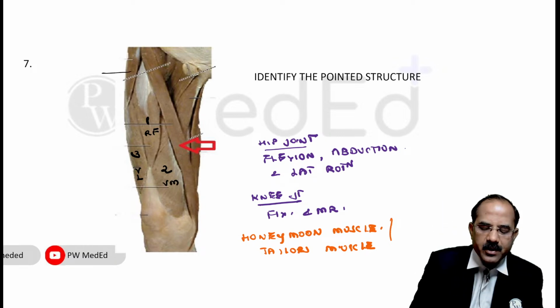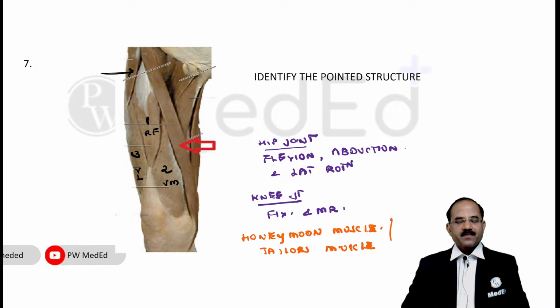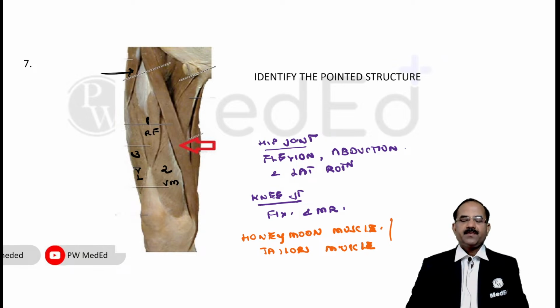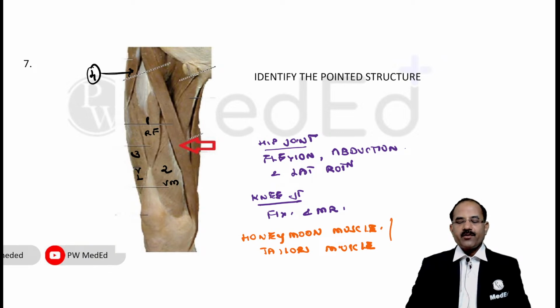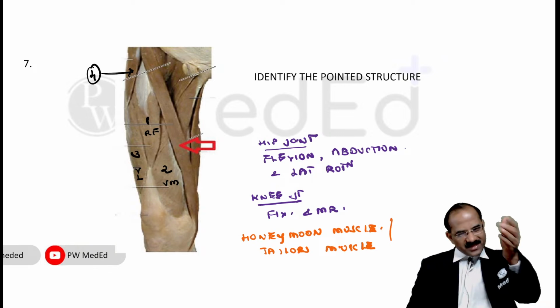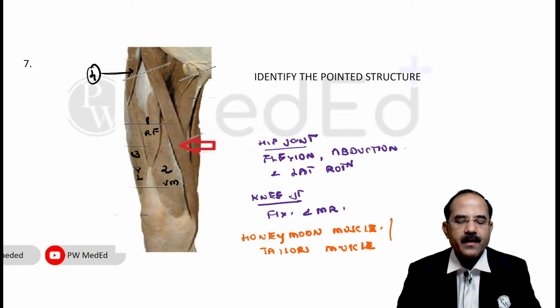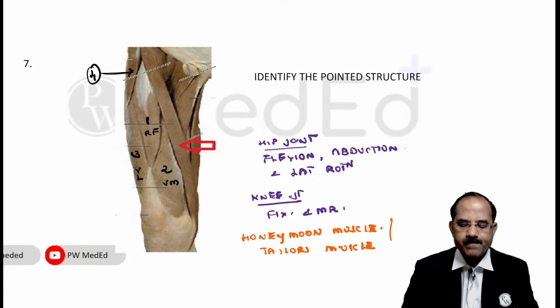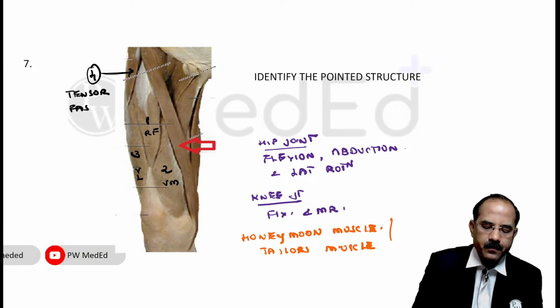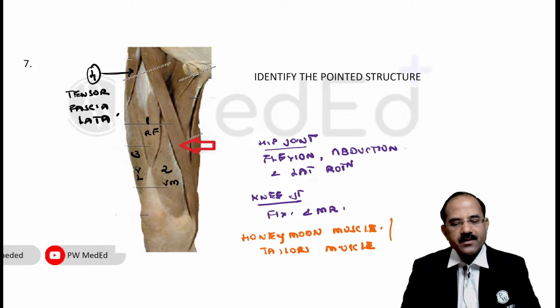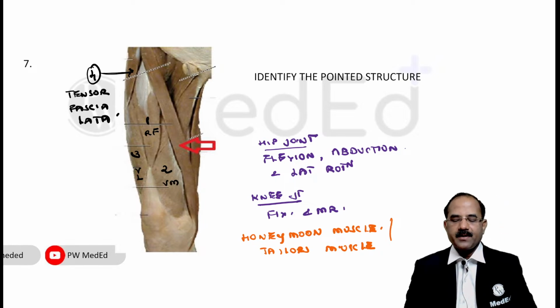And what could this be, children? Can anyone tell me what is this muscle on the lateral side? I'll put this as number 4. Who is this? Yes, very good. Number 3 is vastus lateralis, one vastus is below, one vastus is below. What is that number 4? That number 4 is the tensor fascia lata. Number 4 is the tensor fascia lata. Perfect. Okay.